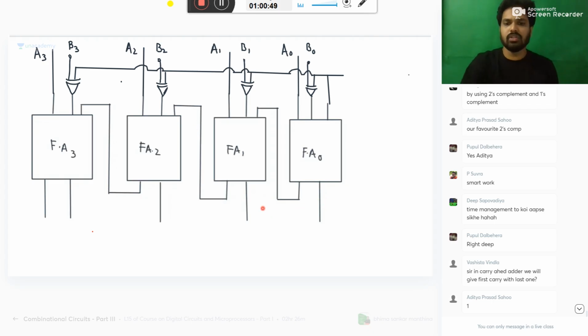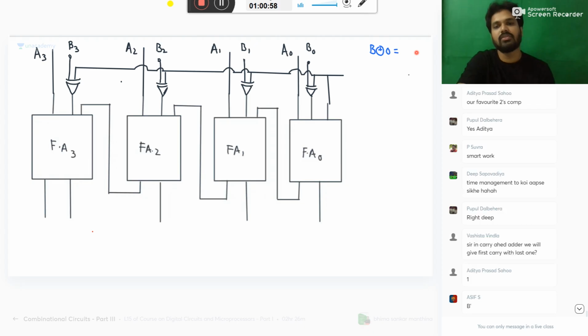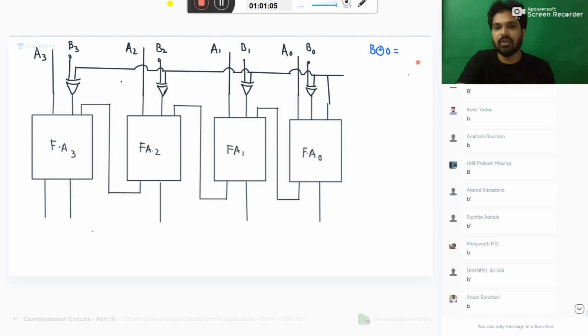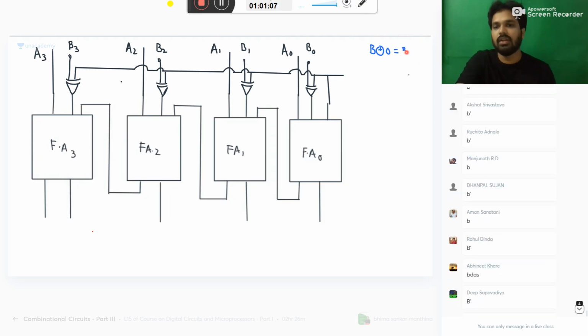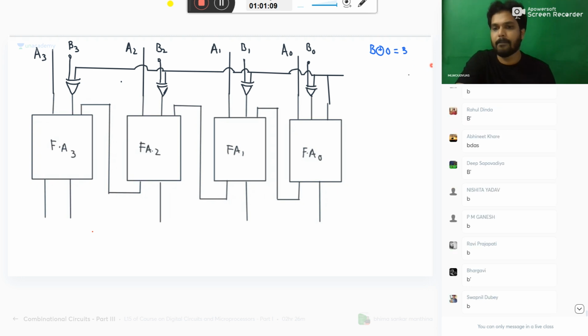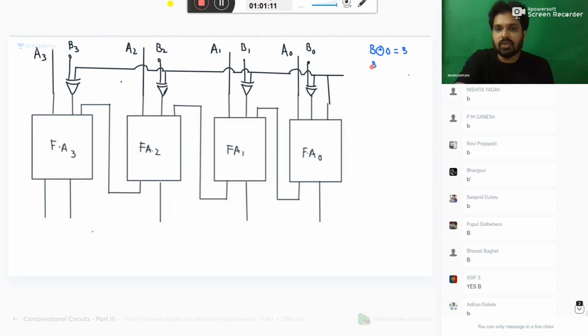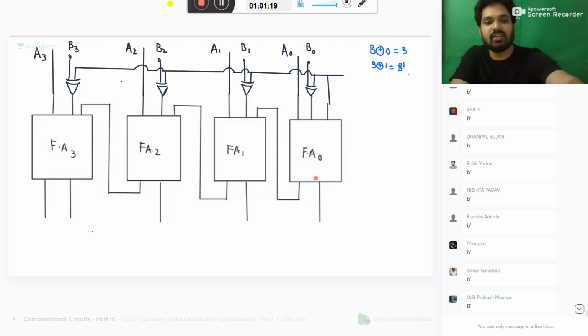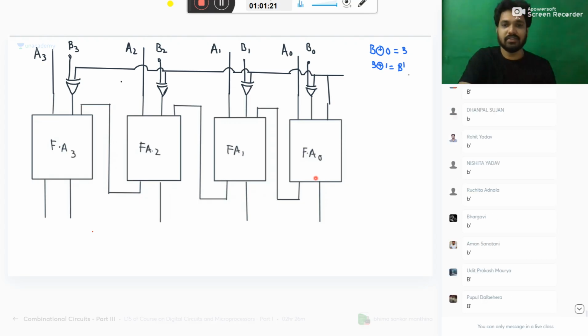Listen, I hope you know this basic. What is B XOR with 0? If the other input is 0, you get 0. If the other input is 1, you get 1. It is B only. If B XOR with 1, what is the answer? B bar. Okay, after discussing the next topics, you should not miss the basics.